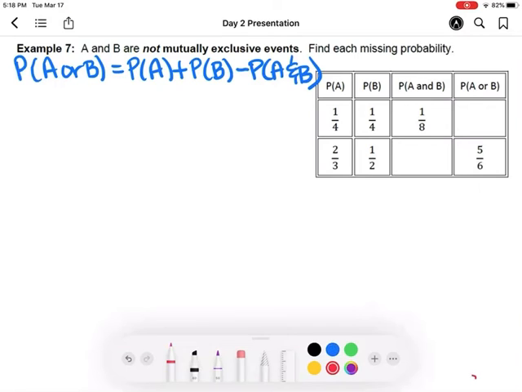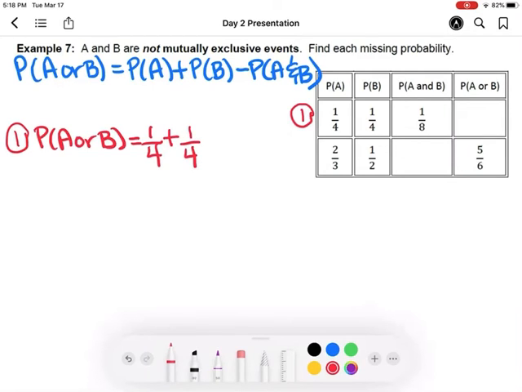So we'll just call the first one number 1. So if we want to find the probability of A or B, let's write that out. Probability of A or B, they kind of give us our information. So the probability that event A happens, they're telling us, is 1/4, plus the probability that event B happens is also 1/4, and minus the probability that A and B happen at the same time would be 1/8.